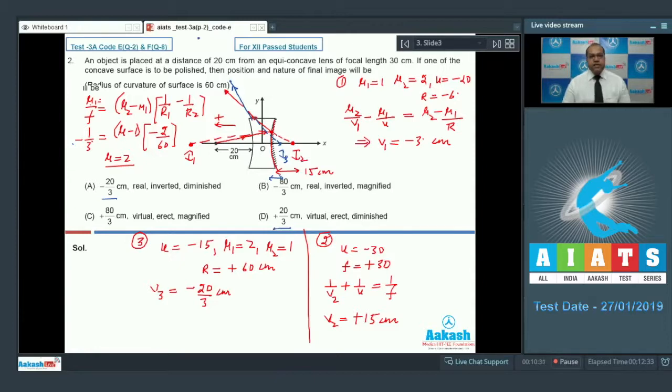Now, as we can see, the final refracted ray does not intersect, so it is a virtual image. So it is virtual, erect, as well as diminished. So option D is correct. Let's move to question number 3.